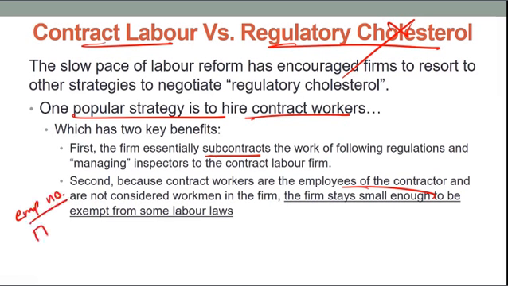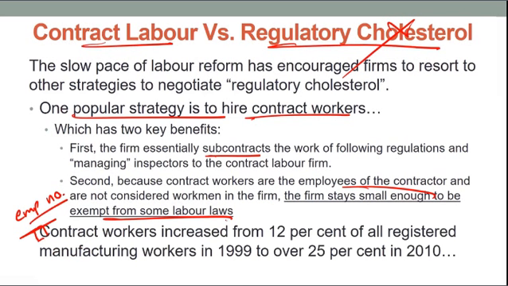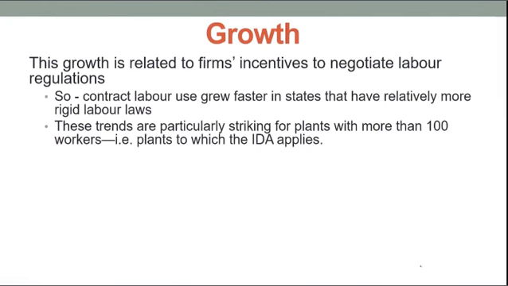Now small firms are exempt from a lot of laws. So when the firm size, the employee number, is low, they are exempt from a lot of labor laws. So they remain small, but they can get more work done. So contract labor is beneficial for them that way also. In 1999, 12% of all registered manufacturing workers were contract laborers. Now over 25% are contract laborers. So the proportion of contract labor is increasing in the country.